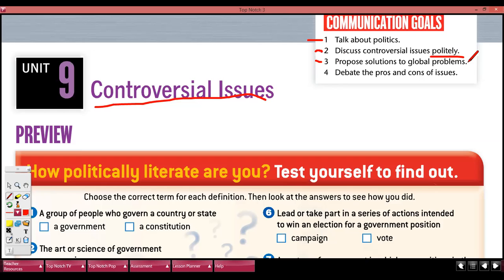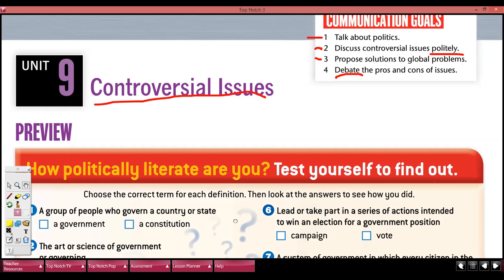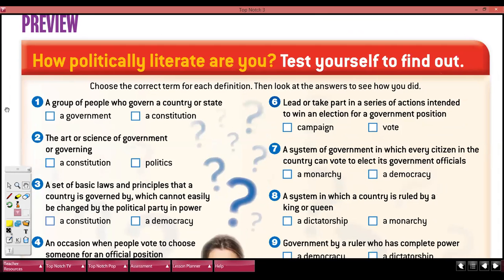If you remember, on the last class I mentioned that word a lot of times, and you're gonna hear me talking about it a lot. And number four, debate the most important pros and cons of issues. So let's start. On the preview, we have a little survey about how politically literate you are. As you know, a survey gives us information about ourselves according to the topic we are making a research about. In this case, we're talking about politics.